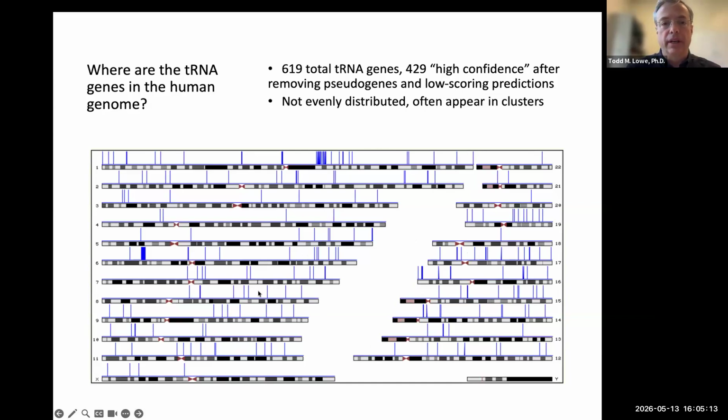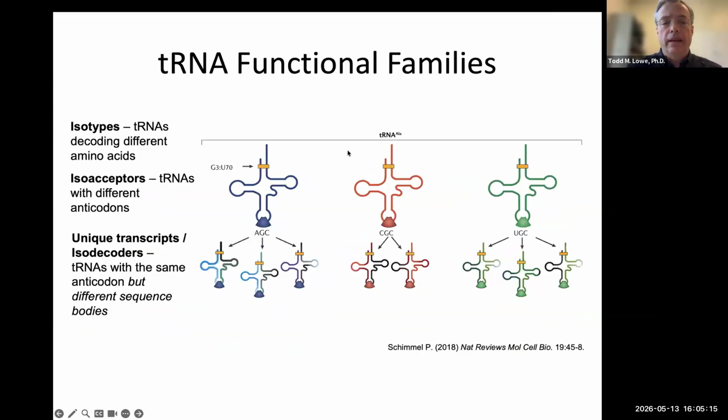And so there are a lot of different neighborhoods that we believe are involved in different functions for these tRNAs. And now from a transcript perspective, there are three different subclassifications of tRNAs that it's important to understand. Isotypes, of course, these are the tRNAs and the amino acids that they're charged with. Isoacceptors, these are all charged, for example, with alanine, but they have different anticodons. And so functionally, these are all very distinct and important.